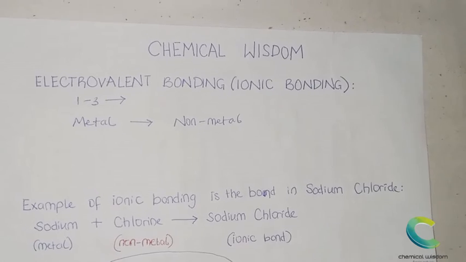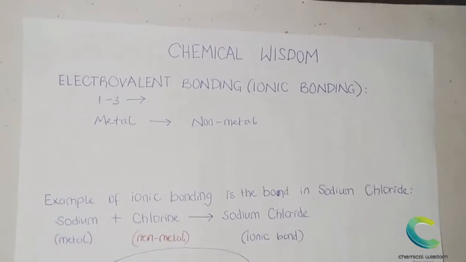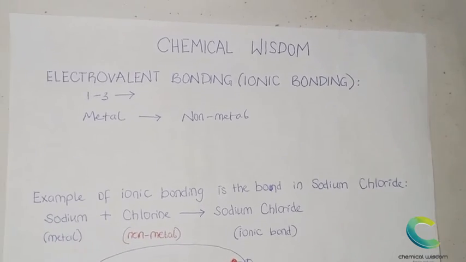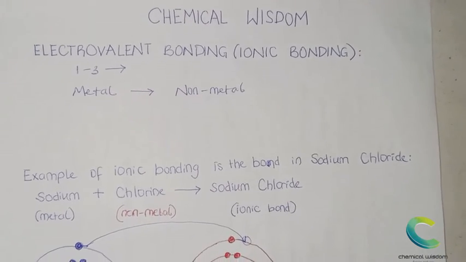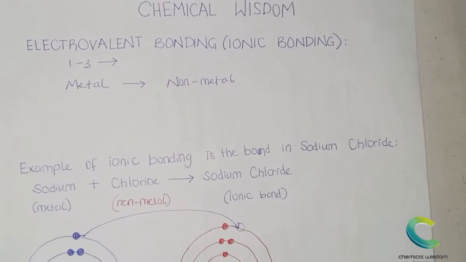Welcome to Chemical Wisdom. Today we are going to be dealing with the second part of this series on chemical bonding. We are going to be dealing with electrovalent bonding, the bond between metals and non-metals.